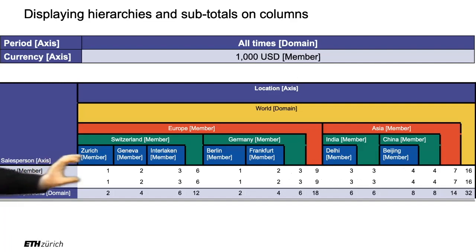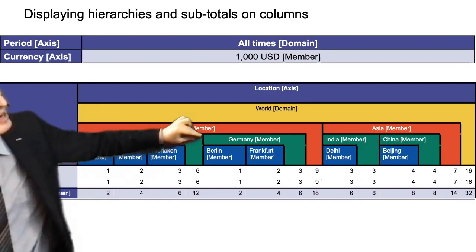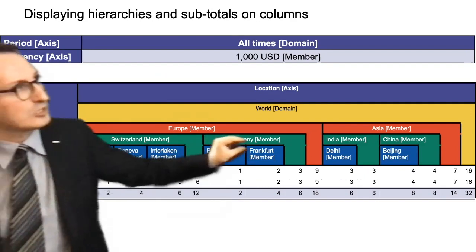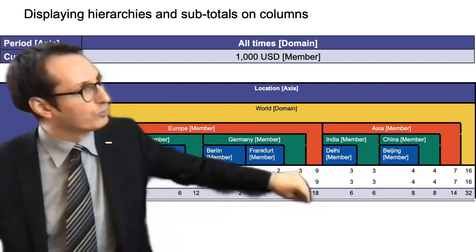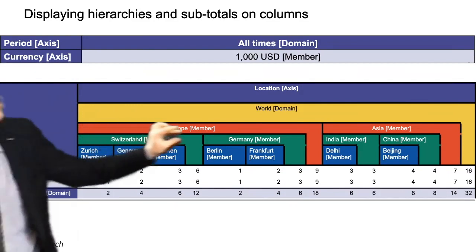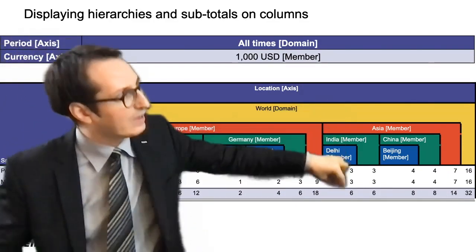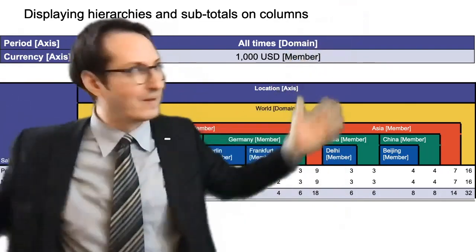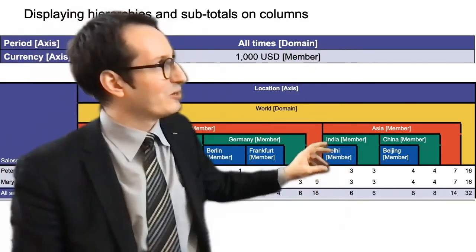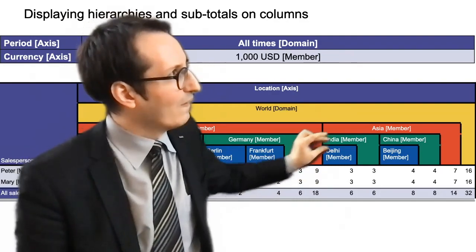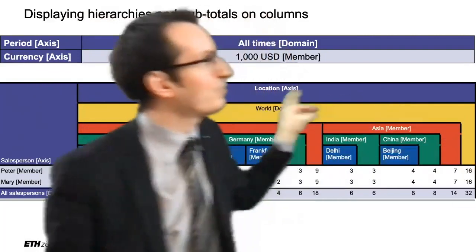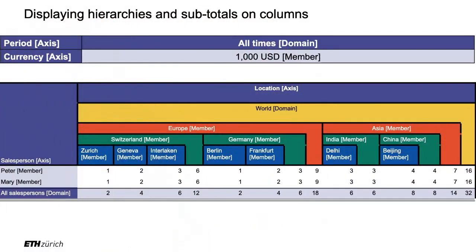So you see here, Zurich, Geneva, Interlaken, and then you have Switzerland, that is all of them. And with this L shape, this is where I put my total for Switzerland. Then you have Germany, Berlin plus Frankfurt. Here is my total. Then you have Europe, that is all of that. And with my L shape, I have here the column for the total. Then again, Asia, I just have one just because, you know, my PowerPoint is not infinitely stretchable. So you see the L shapes and so on. Then I have the whole world, again, an L shape. And then I'm indicating that's the location axis.